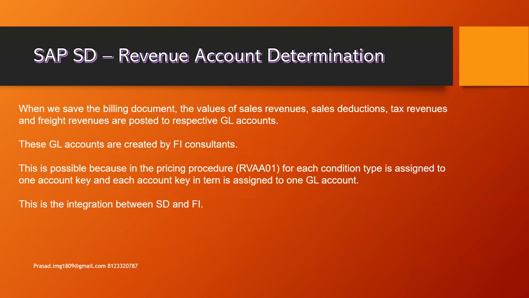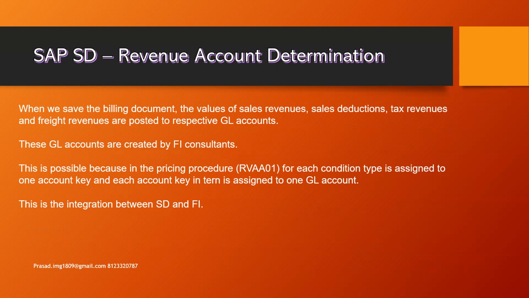So revenue account determination is all about this: when we save the billing document, the values of sales revenues, sales deductions, tax revenues, and also freight revenues are posted to the respective GL accounts. These GL accounts are created by FICO consultants because it is the SD and FI integration part.